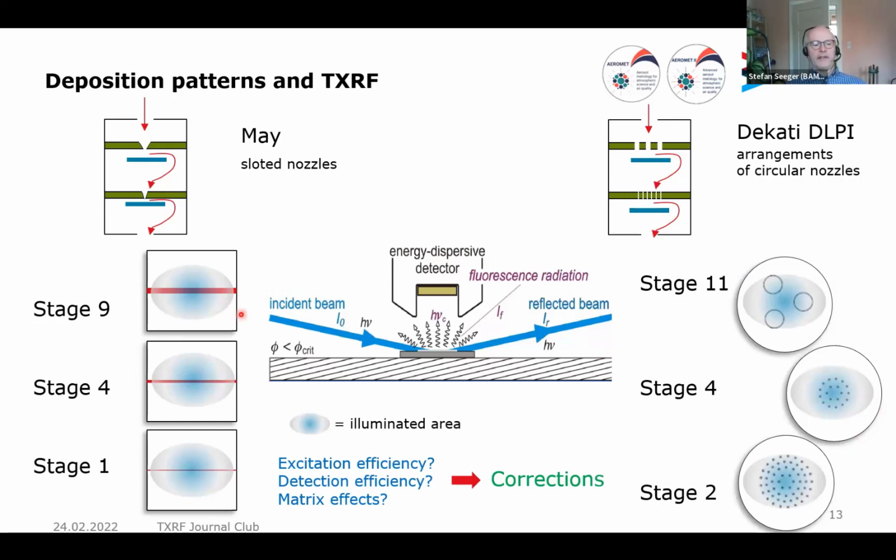As you can see, also in the case of stripes, it might be that not all the material is excited. That definitely has effects on the excitation efficiency and also on the detection efficiency. So it is a question which has to be taken care of, and it requires corrections.